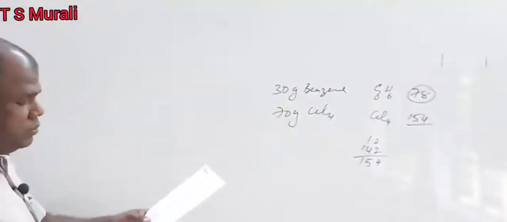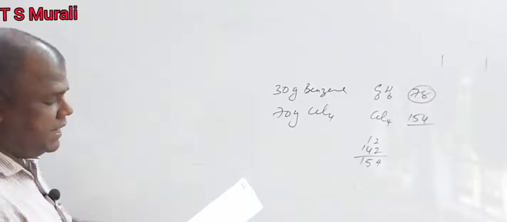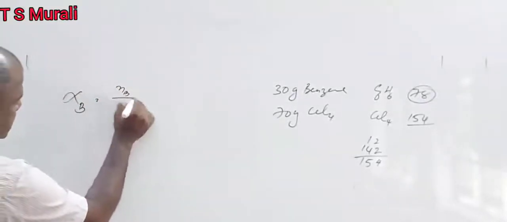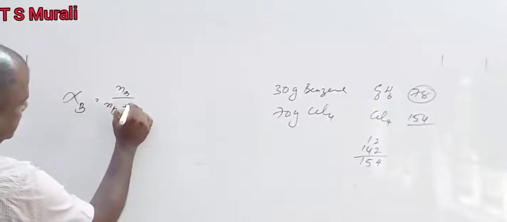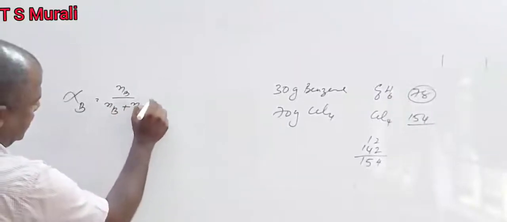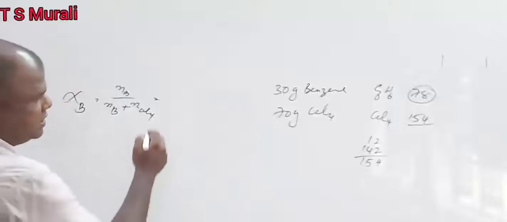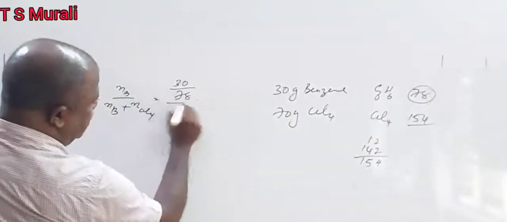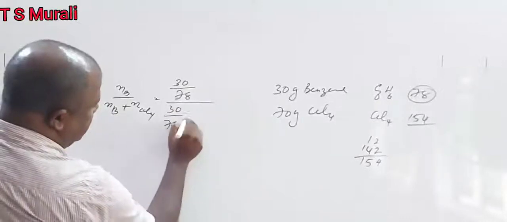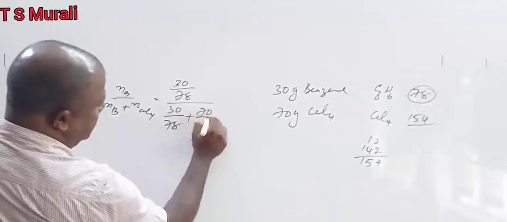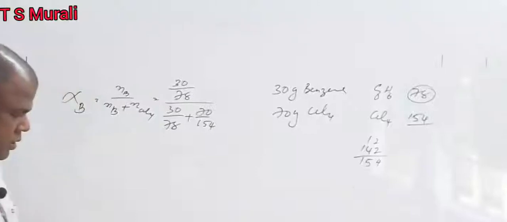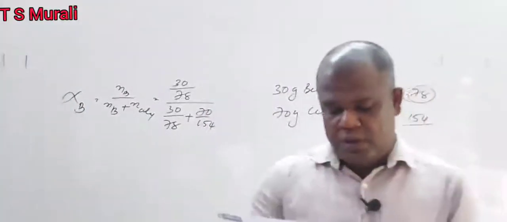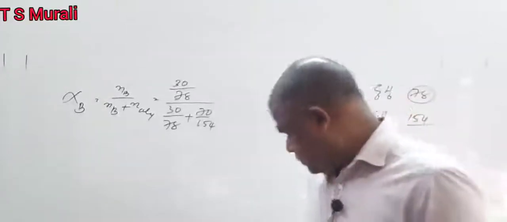You are asked to find the mole fraction of benzene. X benzene is equal to the number of moles of benzene divided by the number of moles of benzene plus the number of moles of CCl4. Number of moles means weight by molar mass. That means (30 divided by 78) divided by (30 divided by 78 plus 70 divided by 154). That is up to you. You have to solve it. It is simple division, and after calculating, tell me the answer.